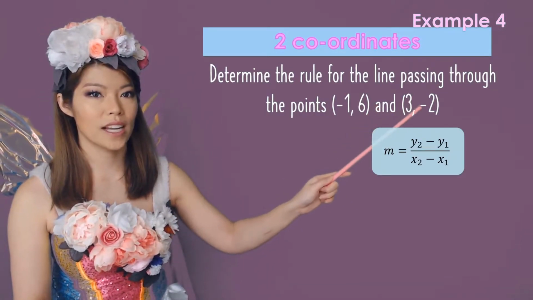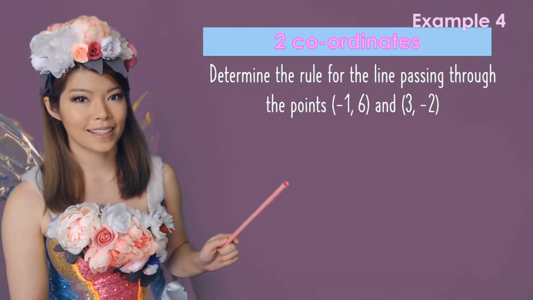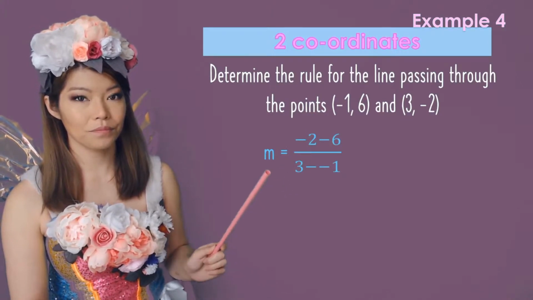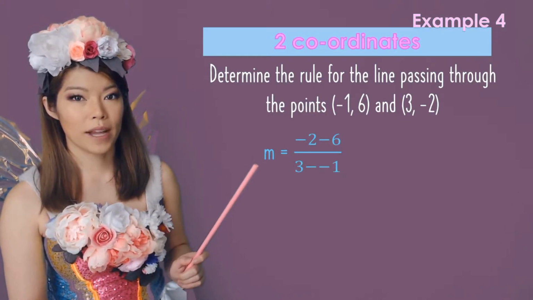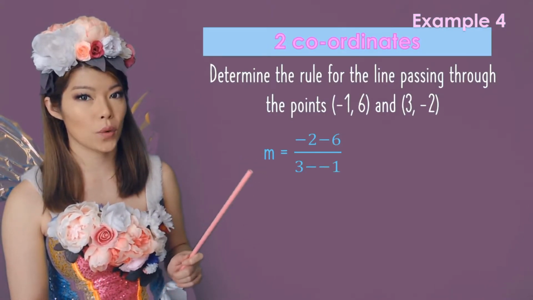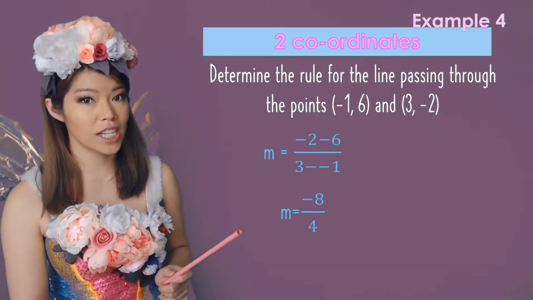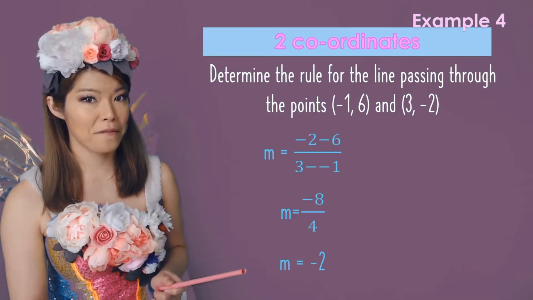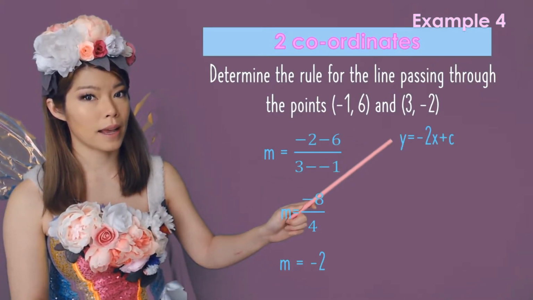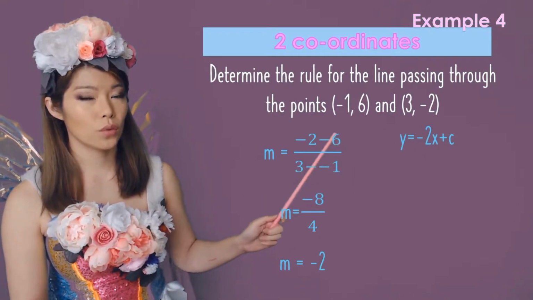So y2 is -2, y1 is 6, so we have -2 minus 6 over x2 is 3 minus -1. -2 minus 6 is -8 and 3 minus -1, or in other words 3 plus 1 is 4. So we have -8 over 4, which is -2. So now we have m and we can plug it in our equation, so it becomes y equals -2x plus c. Now what can we do? We need to find c.